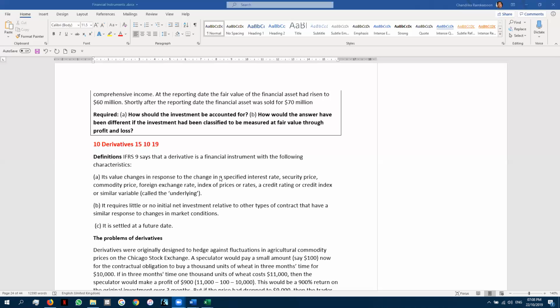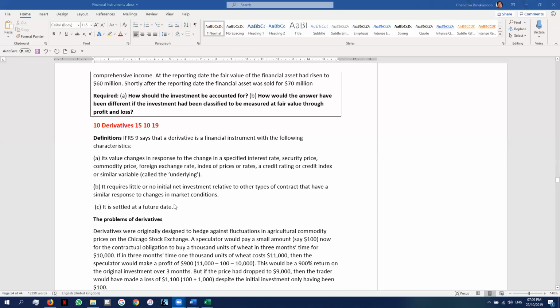But these three things, value changes in response to a change in the specified interest rate, security price, and so forth, these things here are the underlying, and the derivative is the actual financial instrument used to hedge. So when we say its value changes in response to a change in a specified interest rate, security price, it might be a foreign exchange rate, it might be a commodity itself, those are the underlying. And the futures, for example, is a derivative. Now, there are different types of derivatives, and what you need to know we will discuss shortly.